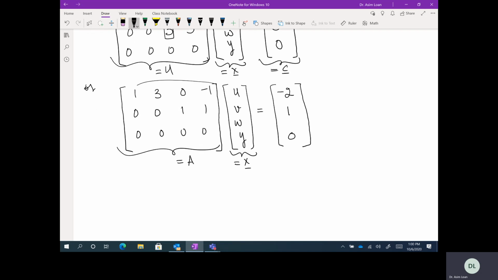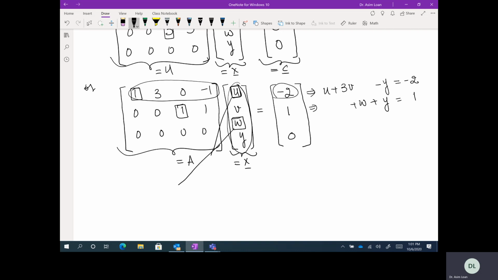If you look at this one and this one and this one, so this implies U plus 3V minus Y equals minus 2. And this one implies W plus Y equals 1. Okay. So this is my pivot variable as before. This is my pivot. This is my pivot. And this is my pivot.